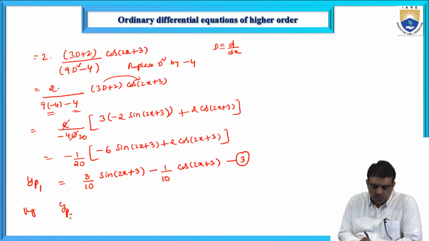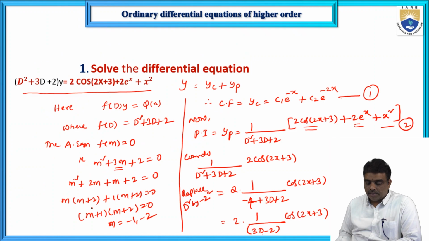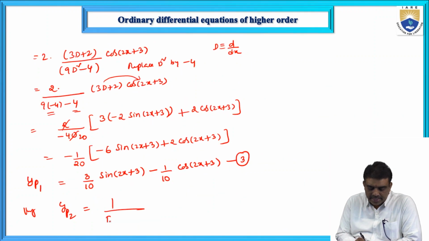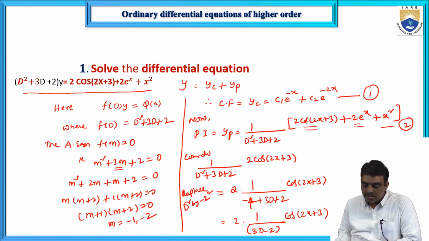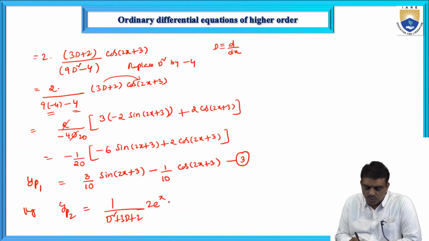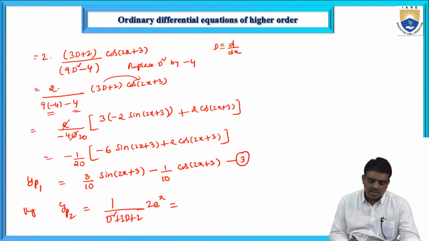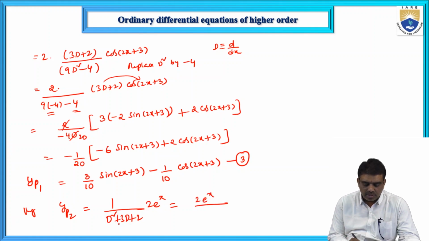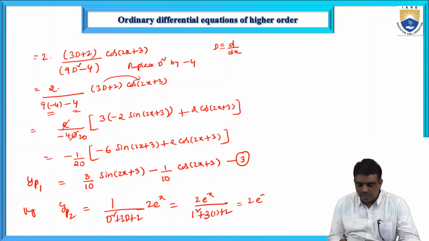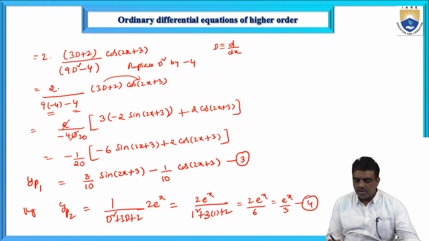Similarly, yp2, that is the particular integral, second part, that is 1 by D square plus 3D plus 2 of, what is the function? 2e power x. So this is under model number 1, just replace D by 1 if it is not 0. Clearly all are positive terms. Here we are also taking for positive term. So then D square plus 3 into 1 plus 2, or 2e power x by 6, or e power x by 3. That is equation number 4.